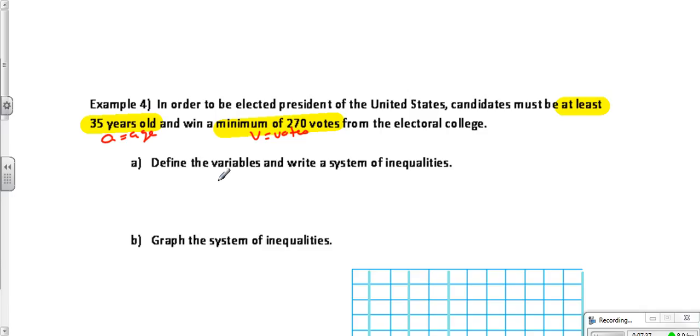So what does that mean? Well, A, the age, must be at least 35 years old, which means 35 or 36 or 37 is good. So A is greater than or equal to 35, because 35 would work. I'm going to do the V in blue here. And the votes must be a minimum of 270, so V is greater than or equal to 270, because minimum of 270 means 270 is okay.